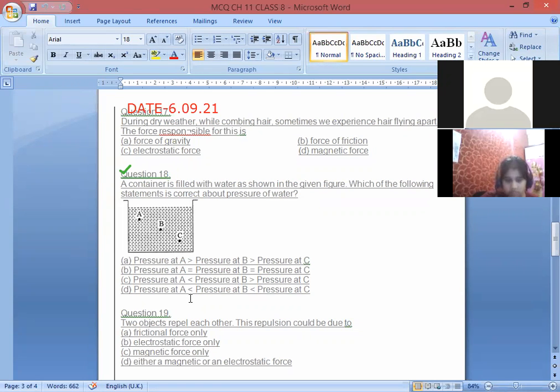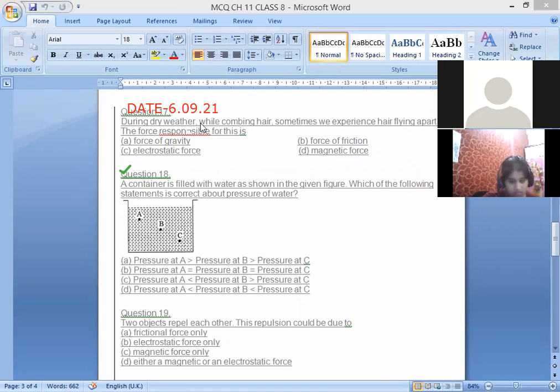Ma'am, A. At A the pressure is more. I'm saying pressure increases with depth. It means at C the pressure is the highest. Yes, ma'am. I'm saying pressure increases with depth. So what does part D show? Pressure at A is less, at B it is more than that, and at C more than that. This means pressure at C is more.